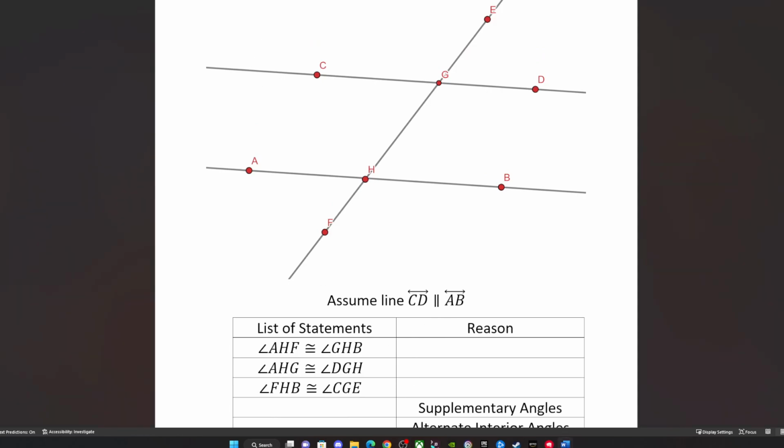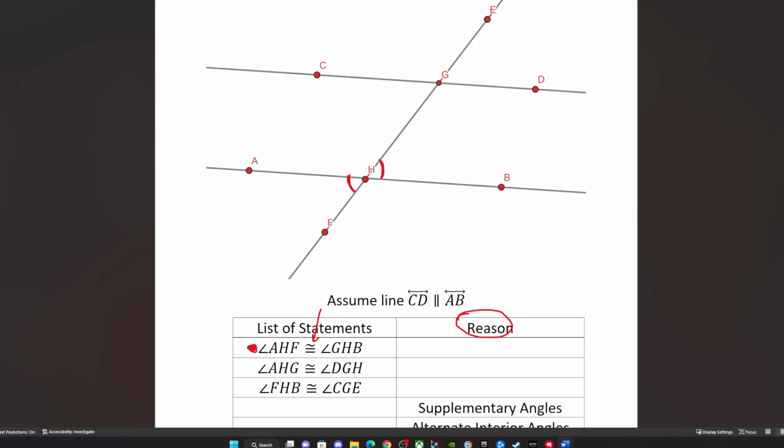Alright, so let's begin. The first set of angles that are given here will be these two, angle AHF. That would be this angle right here. Then it's telling us that it's congruent, that it's the same as angle GHB. So these two angles, this angle on the right and this angle on the left, they're the same, they're congruent. Now the question is, why are they congruent? What's the reason?